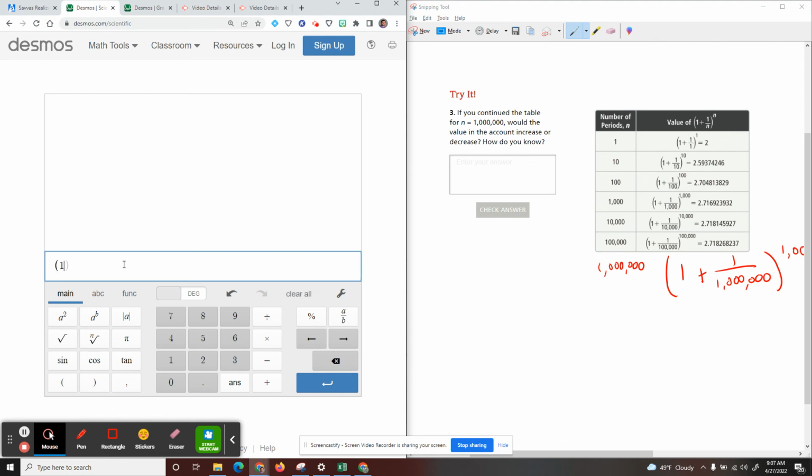So 1 divided by a million. Raised to the power of 1 million. And we end up with 2.71828. And that's where the increase is happening, in the 5th decimal. All right, so it is increasing. It's just the amount that it's increasing is starting to get smaller and smaller and smaller. All right, let's look at example 4.